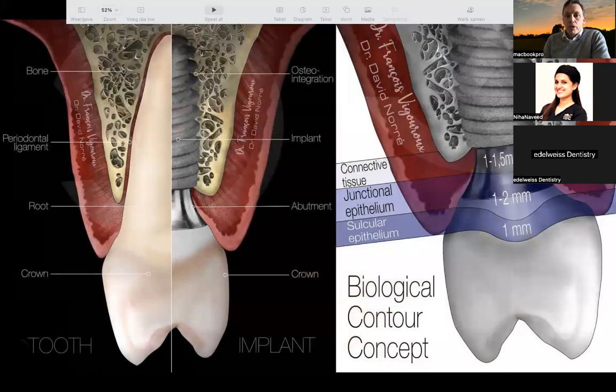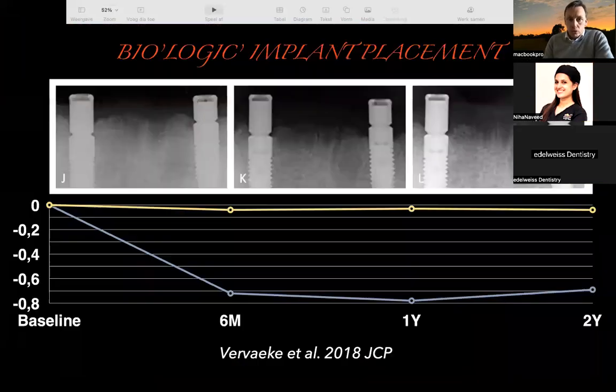What's also important to understand, if you want to go to a full digital workflow, is that you have to understand the principle of a tooth-supported restoration and compare it to an implant. The principles are the same. The big difference is the biological contour concept, as we call it, like you see here. You have to plan this in advance, and it's very important that you know that from the implant level, you need on average at least 3 millimeters before the abutment height, before you start with your crown, to avoid violating the biological width.